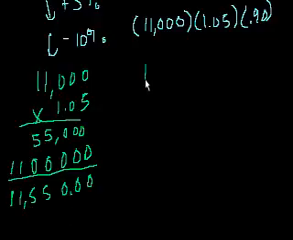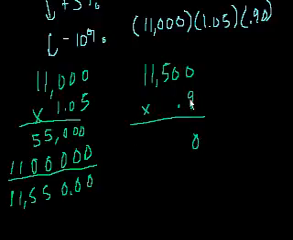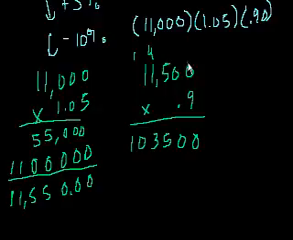So then we have 11,550. And now it's going to decrease by 10%, so we could multiply it by 0.9. Let's multiply 11,550 by 0.9. 9 times 0 is 0. 9 times 0 is 0. 9 times 5 is 45. 9 times 1 is 9, plus 4 is 13. 9 times 1 is 9, plus 1 is 10. And we have 1 digit behind the decimal point. So we're left with $10,395, and that is choice A.